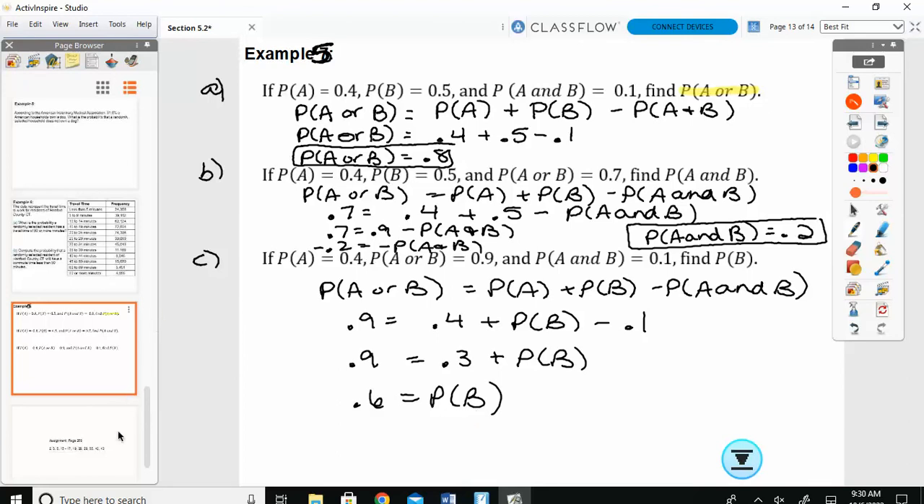So I want to give you the rest of the time to work. Just like yesterday, a lot of these say find and interpret. You do not have to do the interpreting piece.